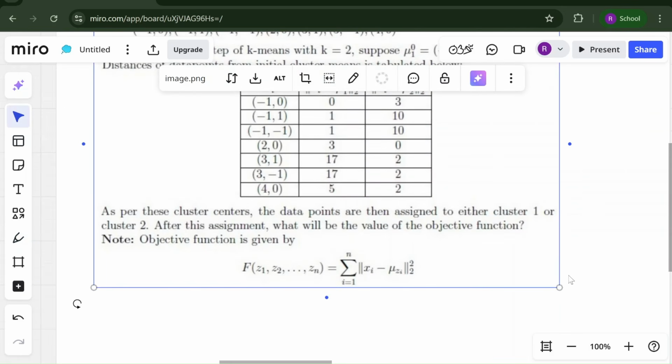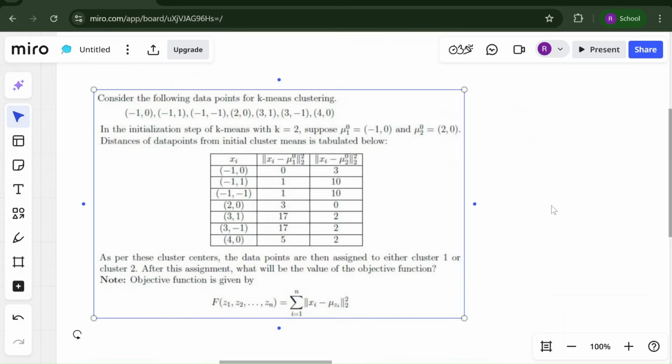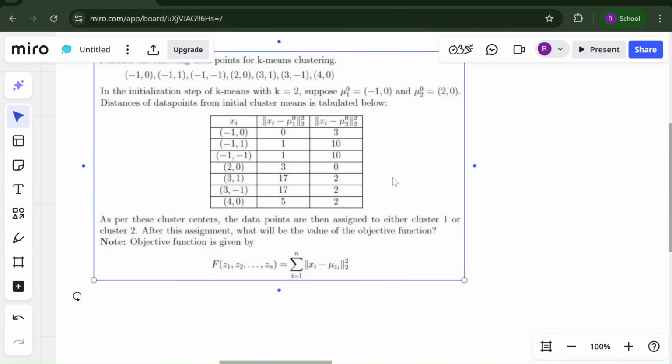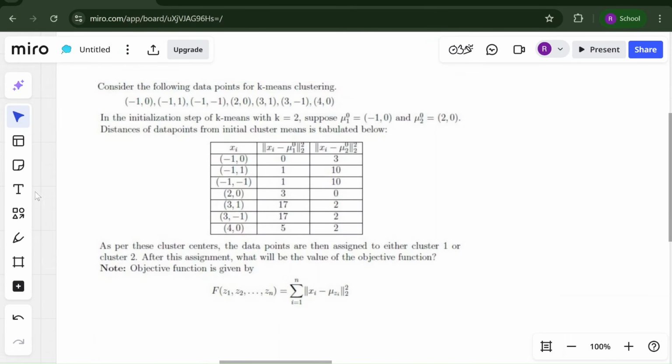Here we have another question. This is on k-means clustering. Okay. So here what is happening? We are given some data points. There are 7 data points, right? And we are given the initial cluster centroids. So these are the initial cluster centroids.